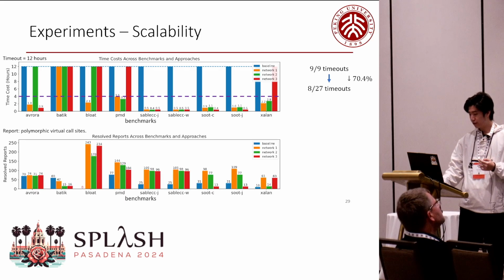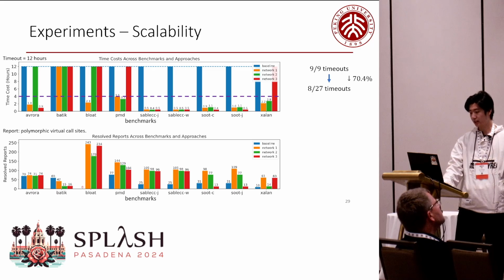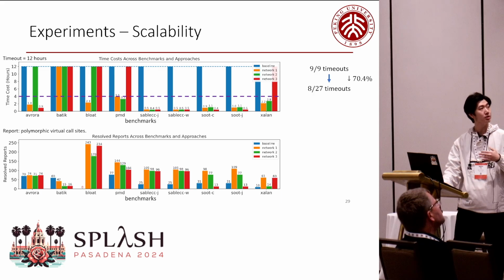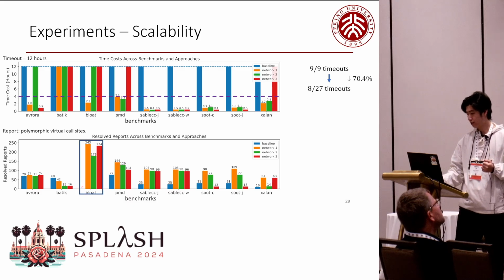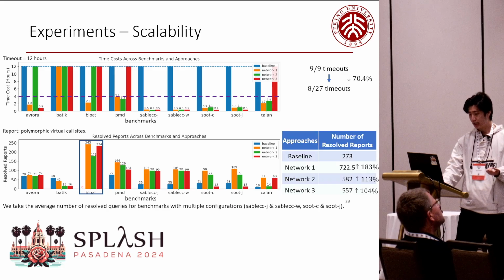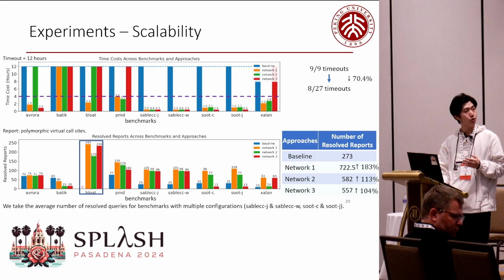For the number of resolved reports, longer bars mean higher precision. And as the picture shows, our approach resolves more reports than the baseline on almost all benchmarks. And on one benchmark, our approach even achieves a breakthrough of 0. And our overall improvement is over 100%.